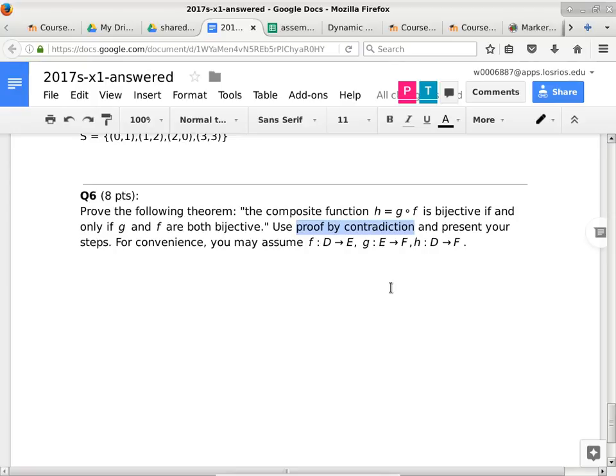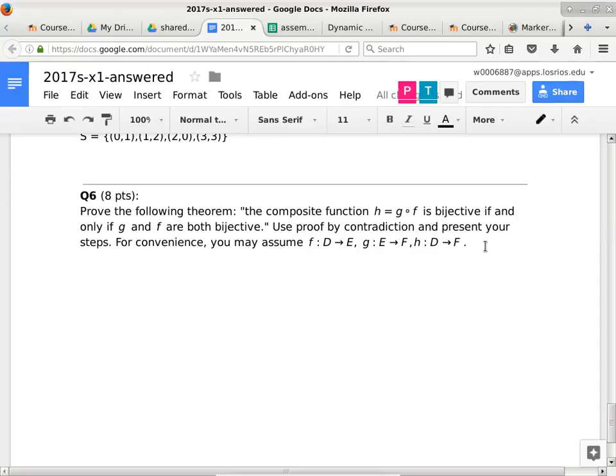What is if and only if? Is there a symbol representing if and only if? The double implication, very good. So the double implication represents if and only if. So let's go ahead and see what that would mean.